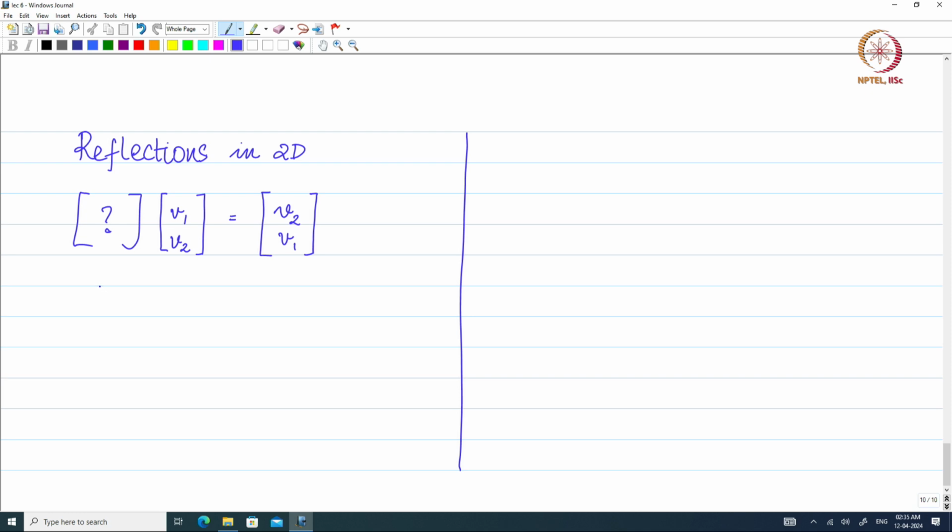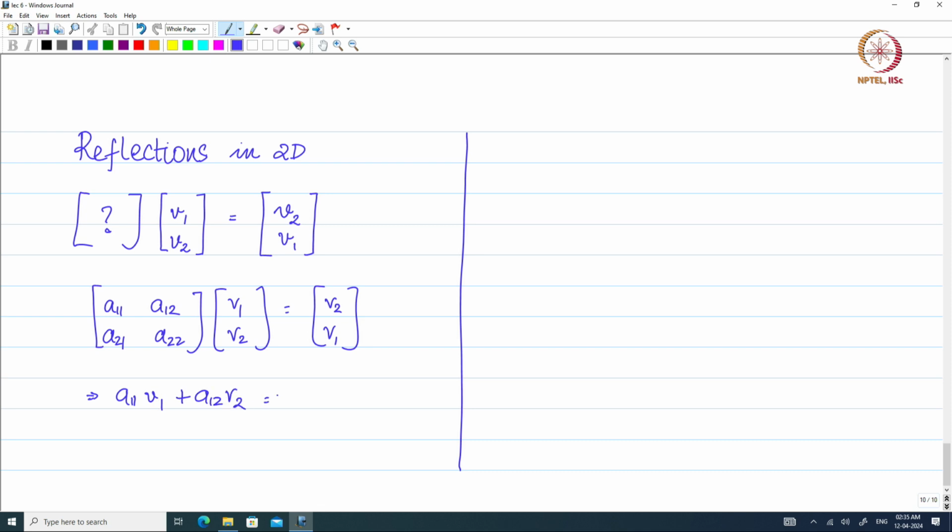So how are we going to do this? We will go to the same thing. We have A11, A12, A21, A22 times V1, V2 gives me V2, V1. You can again write the set of equations. You get A11 V1 plus A12 V2 is equal to 0 V1 plus V2. Similarly, A21 V1 plus A22 V2 is equal to 1 V1 plus 0 V2, which means the matrix that reflects.